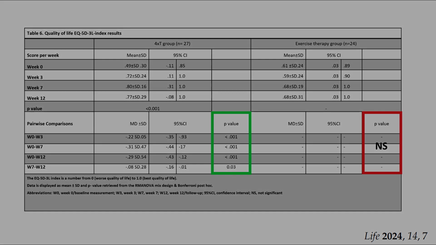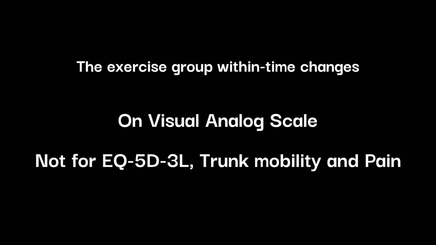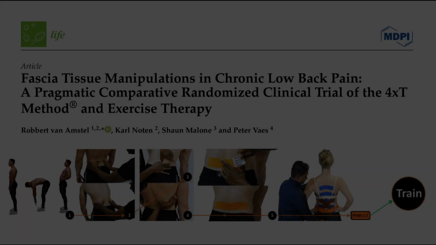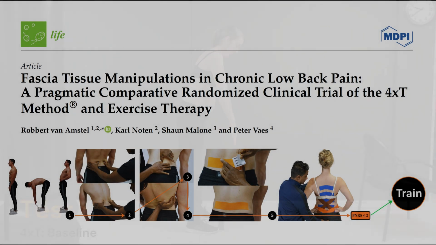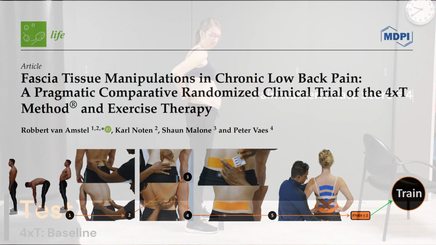On the other hand, the exercise group exhibited noteworthy within-time changes specifically in the quality of life, as assessed by the visual analog scale, whereas no significant changes were recorded for EQ5D3L, trunk mobility, and mobility-dependent pain. Results of this study demonstrate that the 4XT method stands out as a promising and impactful treatment option for individuals dealing with nonspecific chronic low back pain.